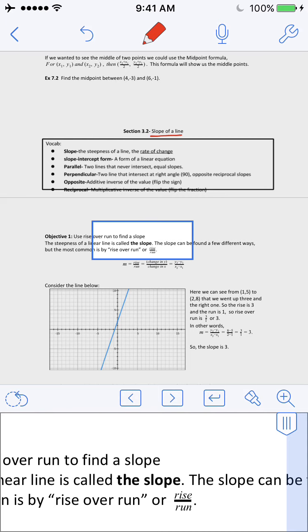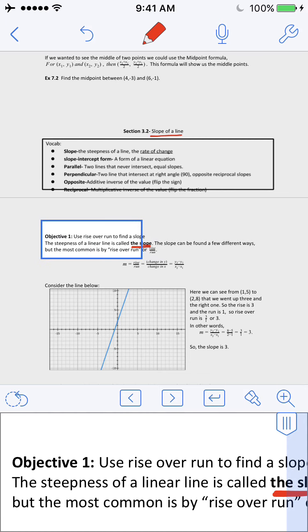So let's define slope, that word, first off. What does that mean? What is a slope? You guys talk about it for a sec. Alrighty, I hope somebody said the slope, the steepness of a line.